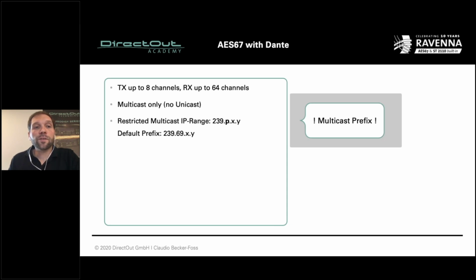There's a restriction to the multicast IP range, and that is something you really have to consider and keep in mind when planning your system. There's a so-called prefix. So the multicast range Dante allows to use is 239, and then a prefix, which is by default 69, but can be changed in Dante Controller to a different value. However, all streams that are supposed to connect to that AES67 Dante device and go back and forth between it have to use that range. So 239.69 and then something can be used for connection to this particular Dante device in AES67 mode.